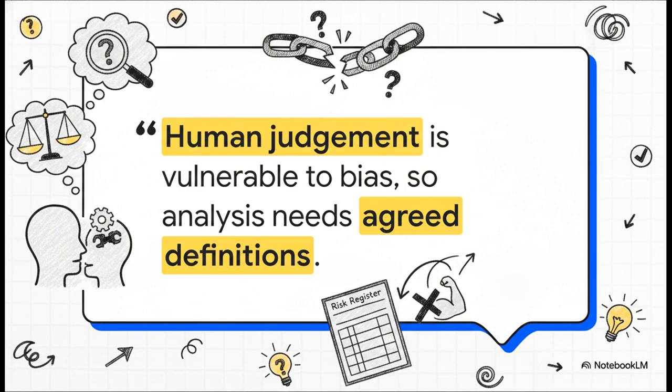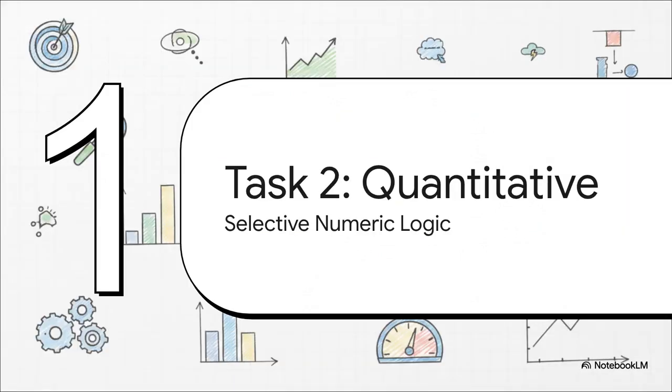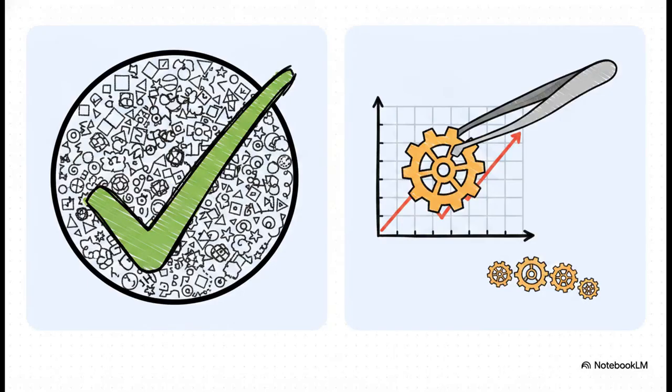You have to actively challenge assumptions to make sure the data you're feeding into your risk register is actually reliable. Okay, moving into task 2, quantitative analysis, or what we call selective numerical logic. Once we've filtered out the noise, we start turning that uncertainty into hard numbers. But heads up, here is another massive exam trap.